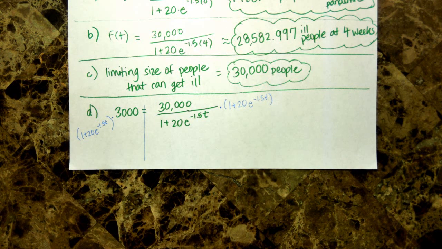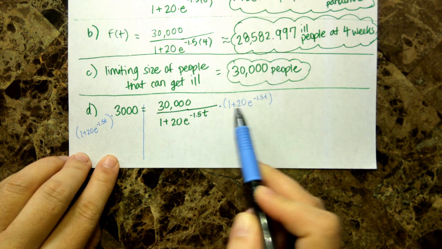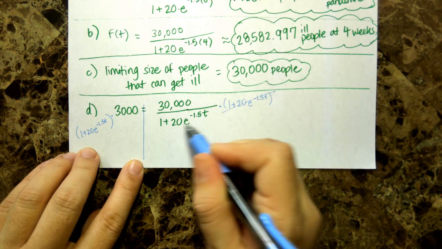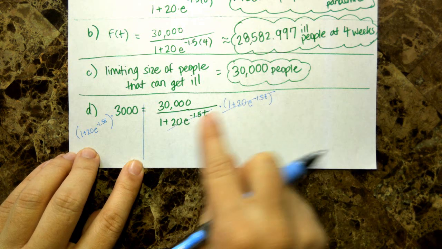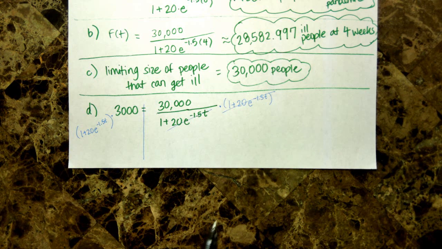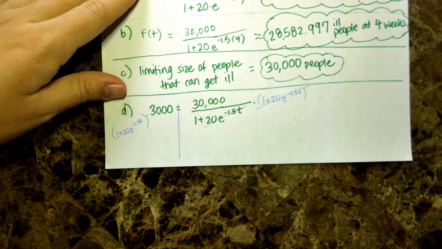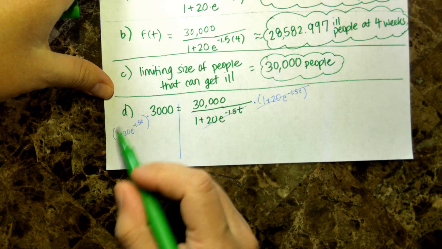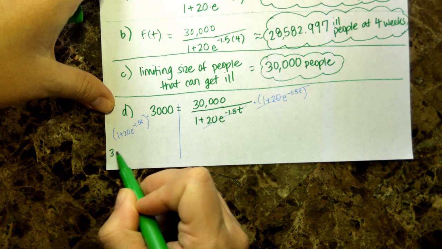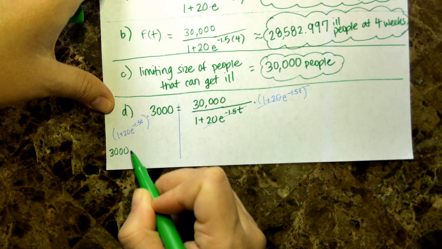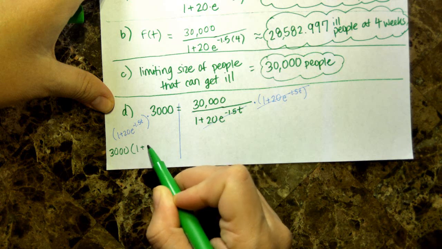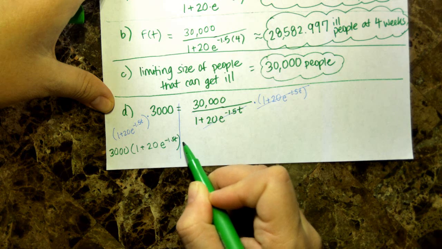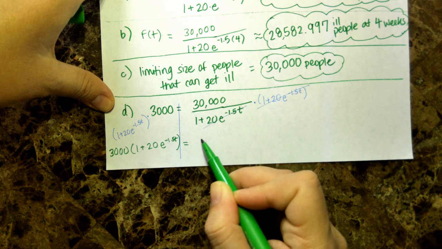Okay? And the reason I did that is because 30,000 times this value and 30,000 divided by this value will cancel each other out, because I'm multiplying and dividing by the same thing. It's one whole. And what I'm left with now is 3,000 times this whole thing. I'm just going to leave it in parentheses: 1 plus 20 times e to the negative 1.5t equals, and all I have on the right hand side is 30,000.